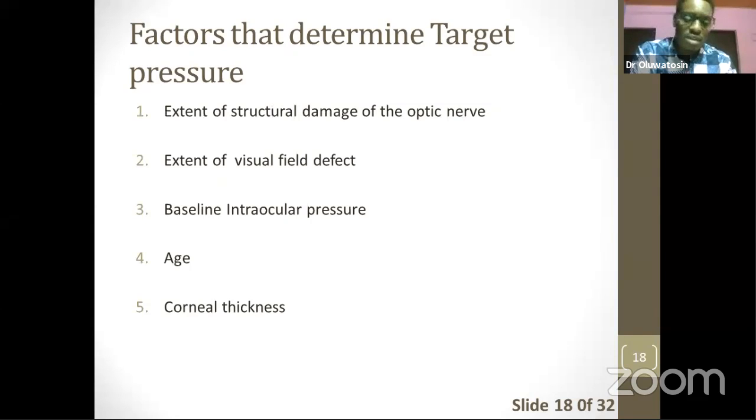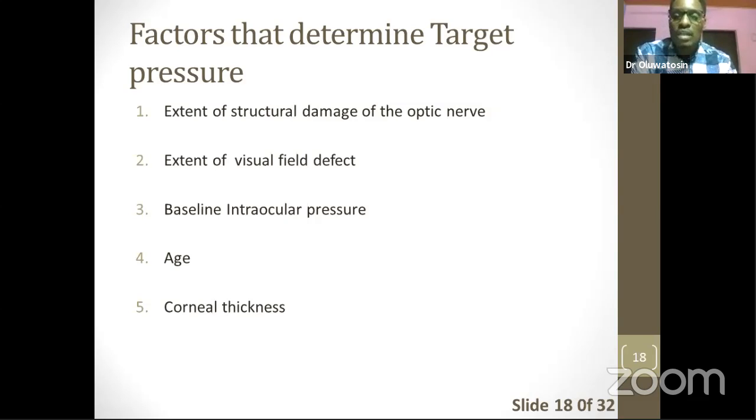And the baseline intraocular pressure is actually the maximum pressure at which the damage is caused. And this pressure is taken not once. You want to take like three pressures of the patient at different times to know the baseline. Then also the age of the patient will determine.